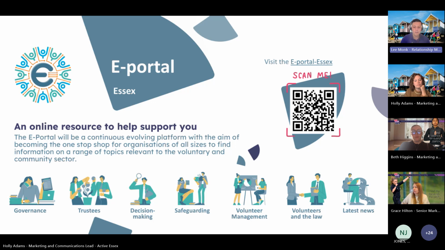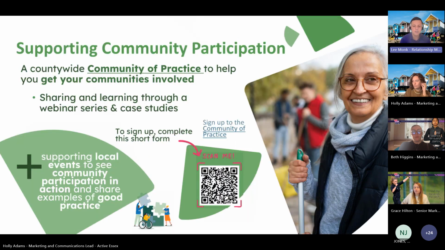The second element of Your Essex Community is about supporting community participation. And this element works strategically to create cultures and values that empower active and engaged communities. So as part of this offer, you can sign up to a county-wide community of practice. This is about an opportunity to connect with peers, showcase good practice, and the aim of this is about facilitating sharing and learning that really supports local organisations and public sector organisations to get their communities involved in local action. As part of that offer, there'll also be targeted local events where you can see community participation in action.